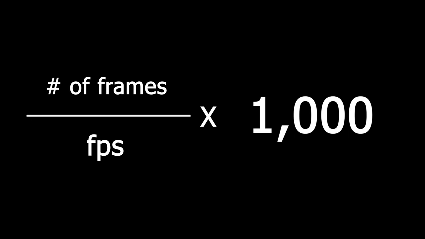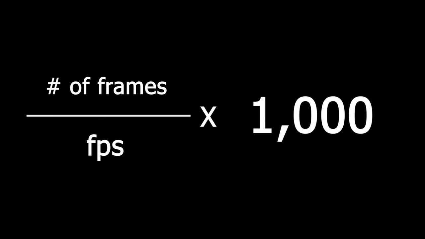And you would just take however many frames of delay you have, divide that by your frames per second, and then multiply it by 1,000. The reason you multiply it by 1,000 is because 1 second equals 1,000 milliseconds.